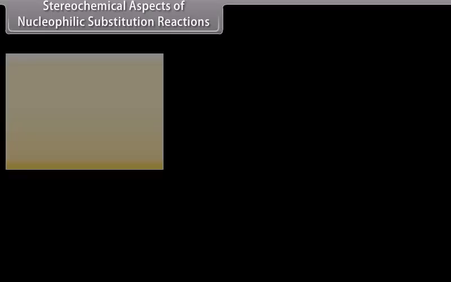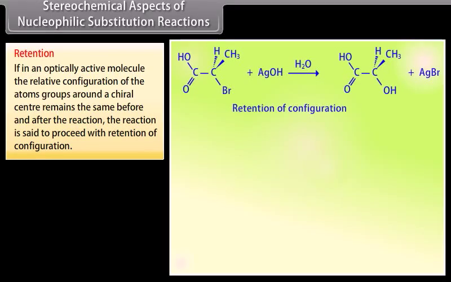Stereochemical aspects of nucleophilic substitution reactions. Retention. If in an optically active molecule, the relative configuration of the atoms or groups around a chiral center remains the same before and after the reaction, it is said to proceed with retention of configuration.